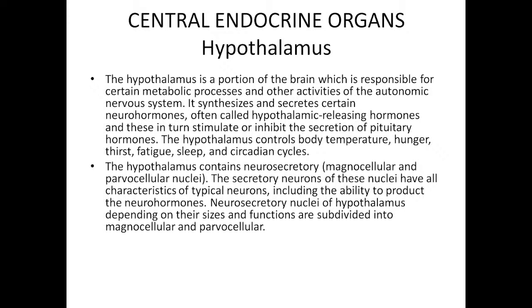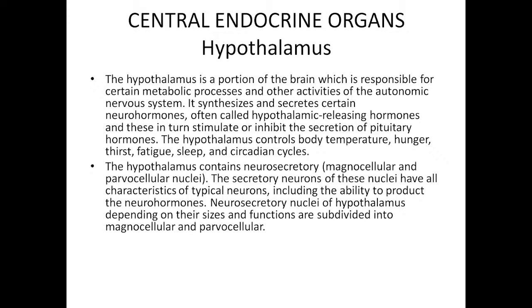So, central endocrine organs: hypothalamus. The hypothalamus is a portion of the brain which is responsible for certain metabolic processes and other activities of the autonomic nervous system. It synthesizes and secretes certain neurohormones, often called hypothalamic releasing hormones, and these in turn stimulate or inhibit the secretion of pituitary hormones.